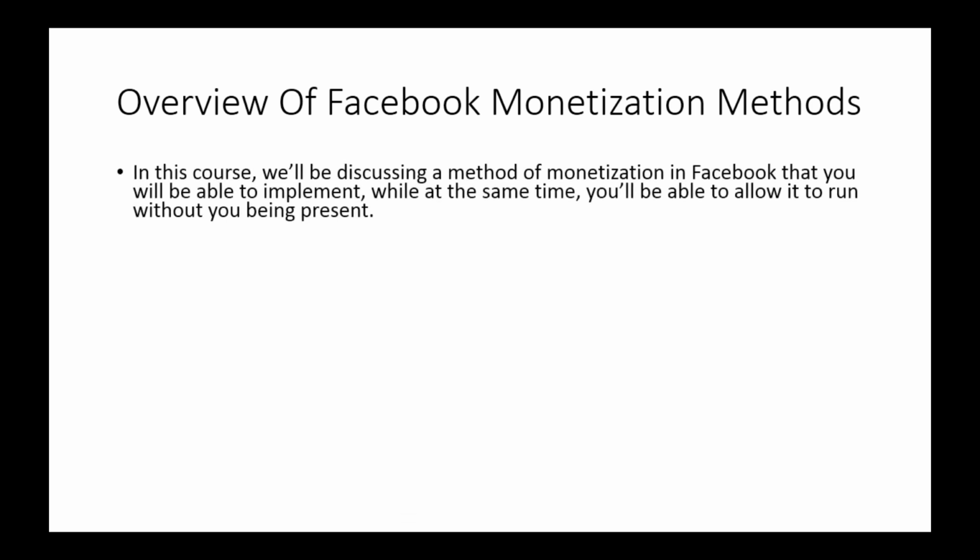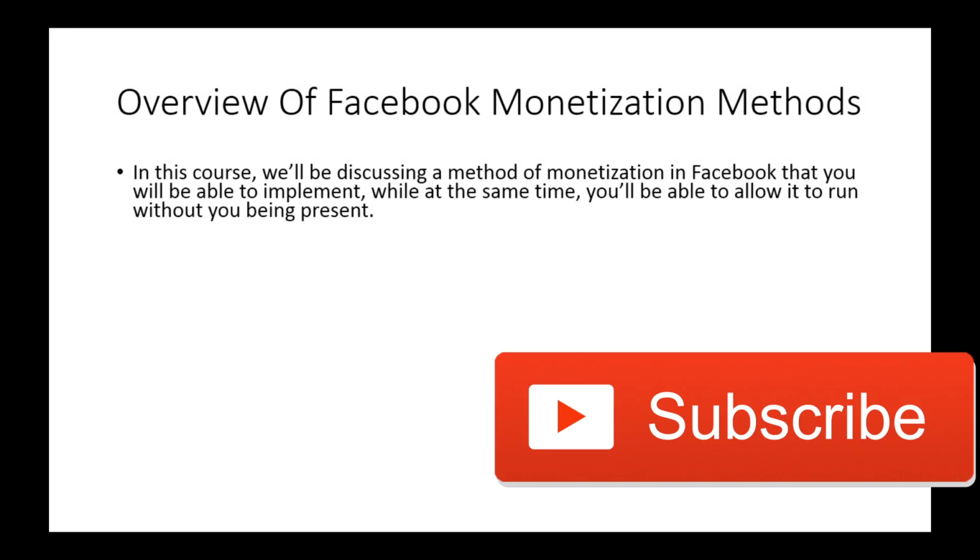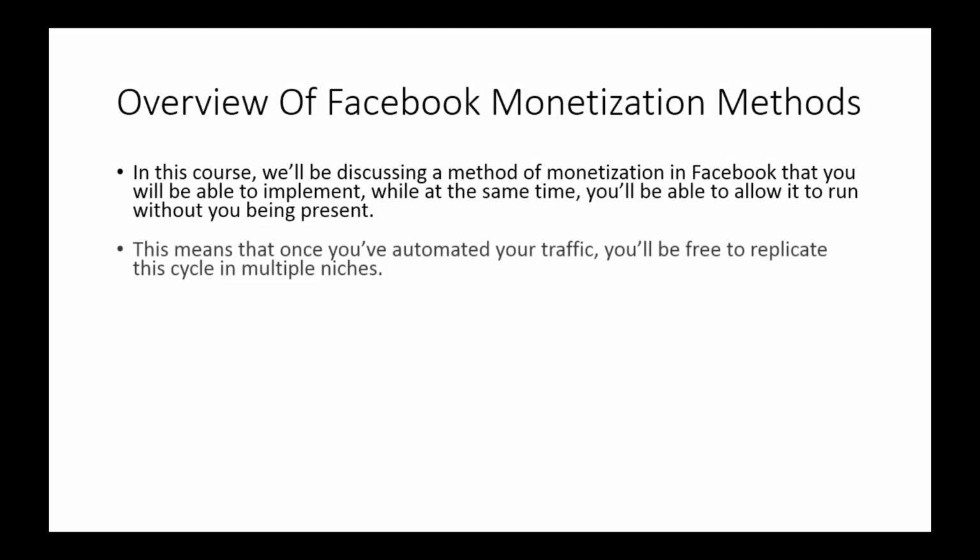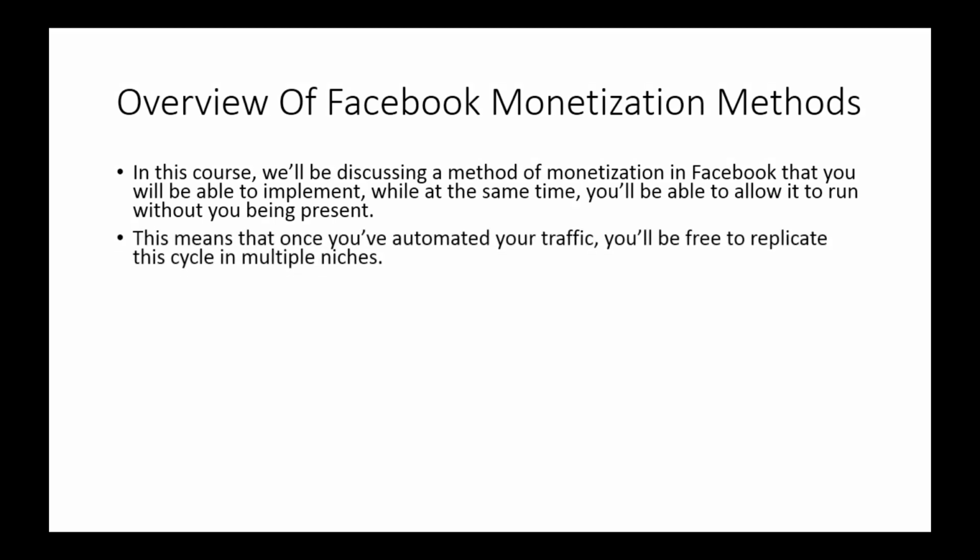In this course and in this video, we're going to be giving a brief overview of what we're going to be talking about. In this course, we'll be discussing a method of Facebook monetization that you'll be able to implement while at the same time allowing it to run without you being present. In other words, what you're really trying to do is set up an income stream that will eventually run without you. This means that once you've automated your traffic, you'll be free to replicate this cycle in multiple niches. And what we'll be primarily talking about in this course is executing a content membership inside of Facebook.